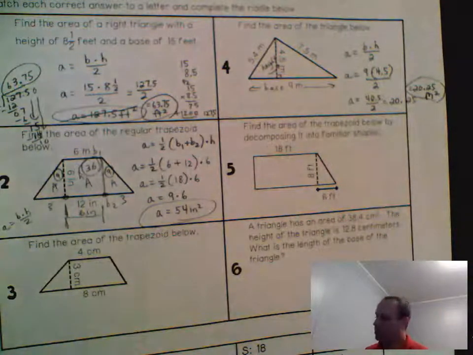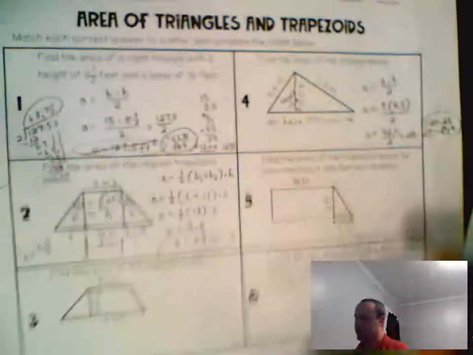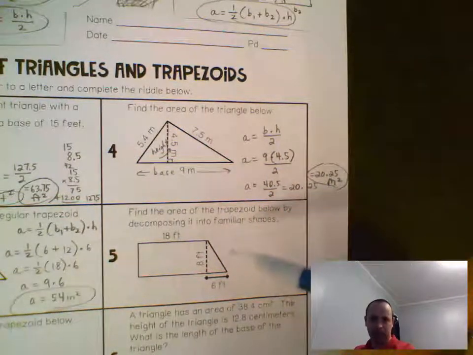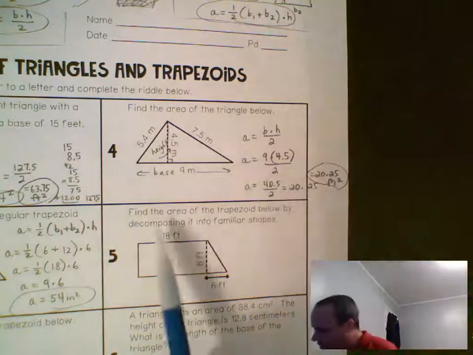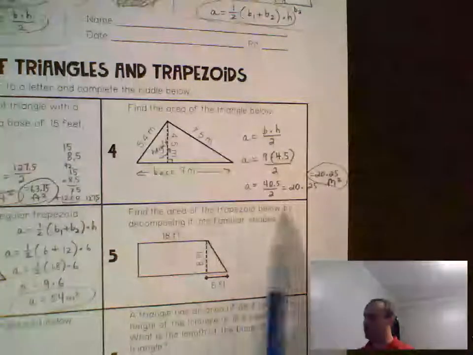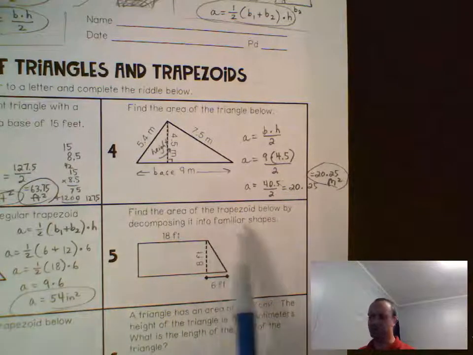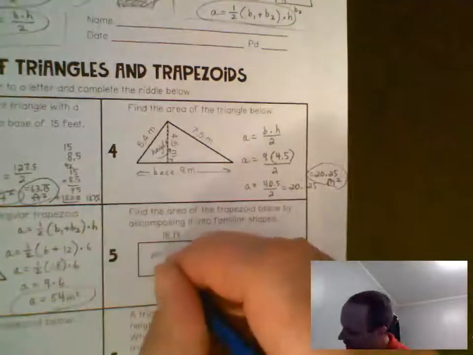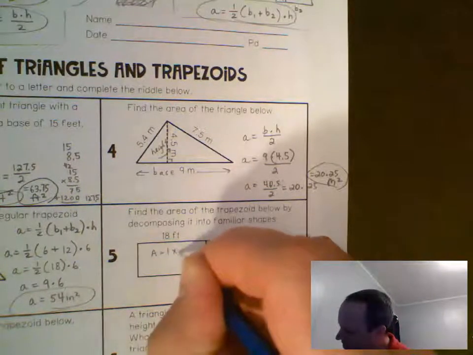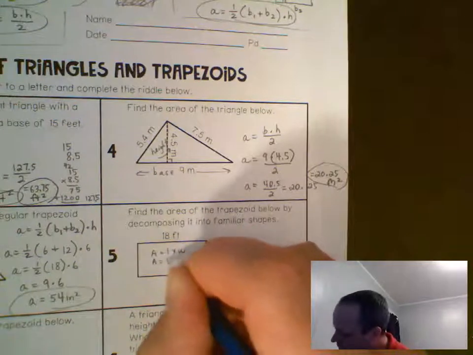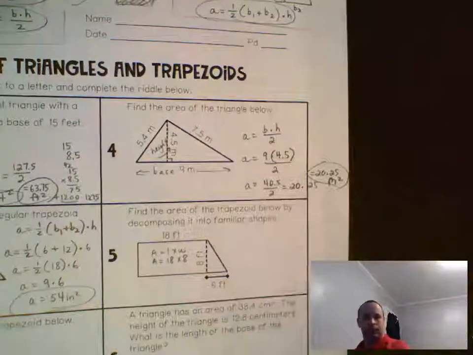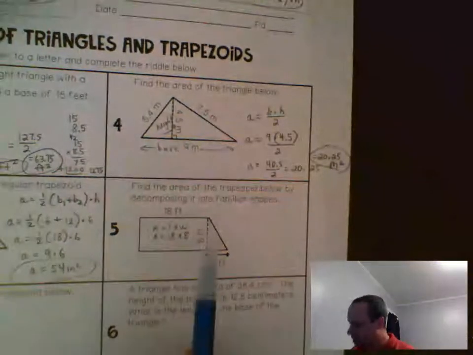All right, so if we were to decompose, let's use that method on this next one. Instead of using this big formula up here, which we can use and get it right, it says find the area of the trapezoid below by decomposing it into familiar shapes. Okay, well this shape here is a rectangle, right? So the area of a rectangle equals length times width, or in this case 18 times 8, right? Because here's our length, here's our width, right?